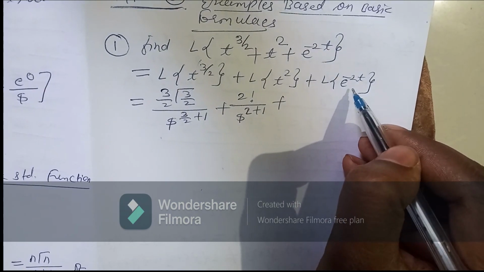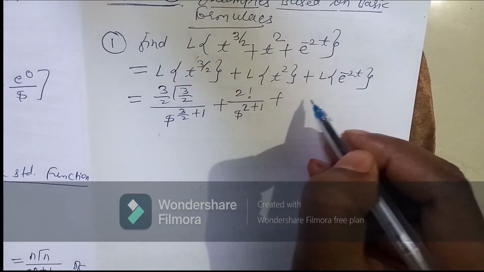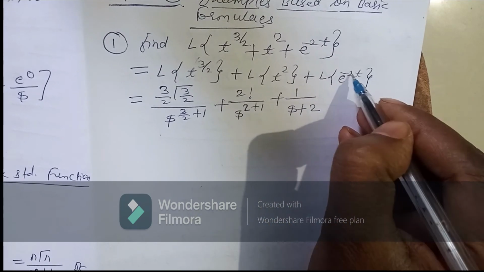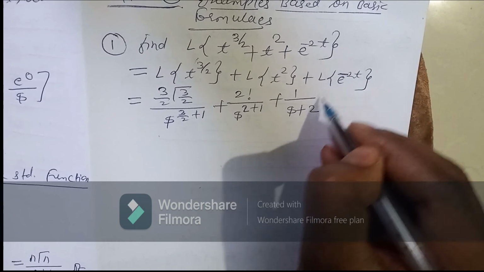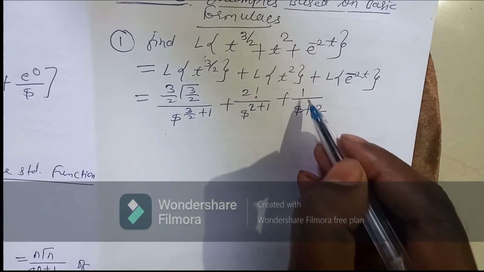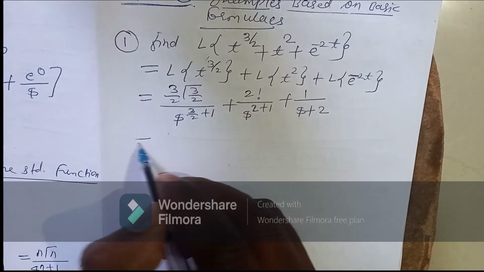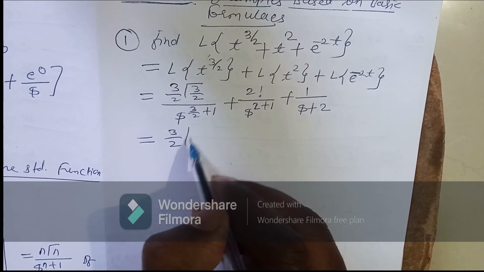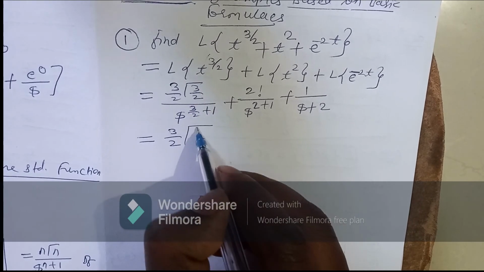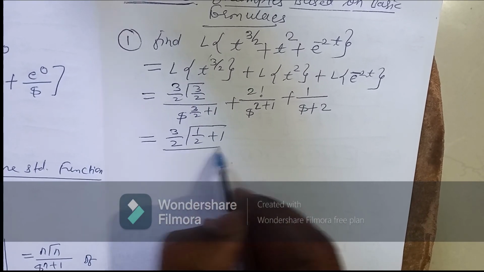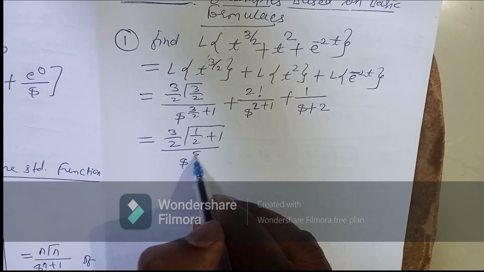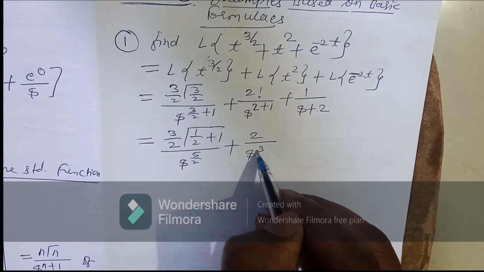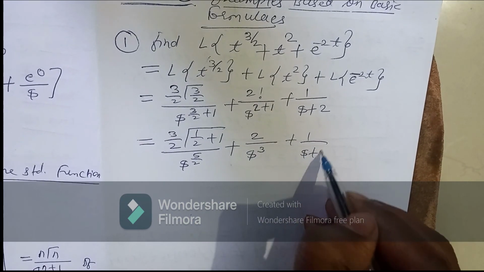Plus, what about Laplace transform of e raised to minus 2t? How can you write this? That is equal to 1 upon s plus 2, because here it is negative, so its opposite will be positive. That's why the answer is 1 upon s plus 2. Now, if you further simplify this: 3 by 2 as it is, gamma 3 by 2 can be written as gamma of 1 by 2 plus 1, divided by s raised to 5 by 2, plus 2 factorial is 2, upon s raised to 3, plus 1 upon s plus 2.